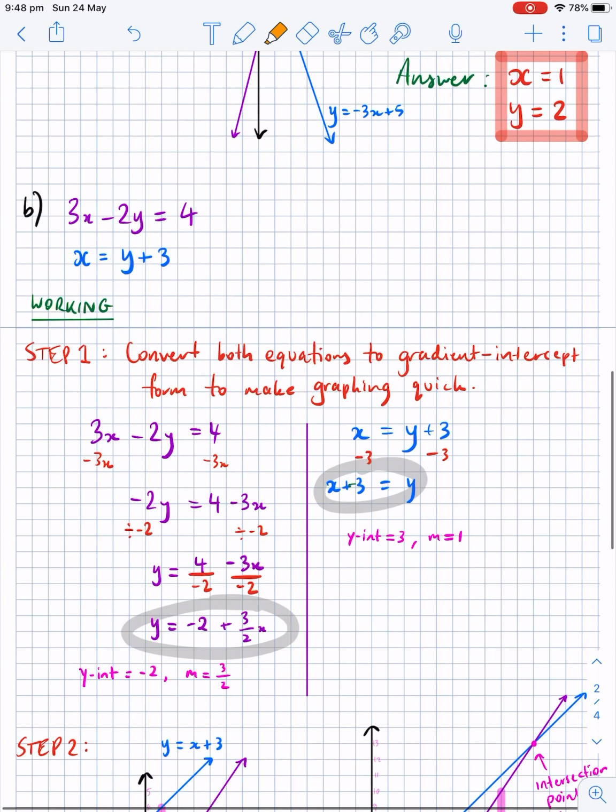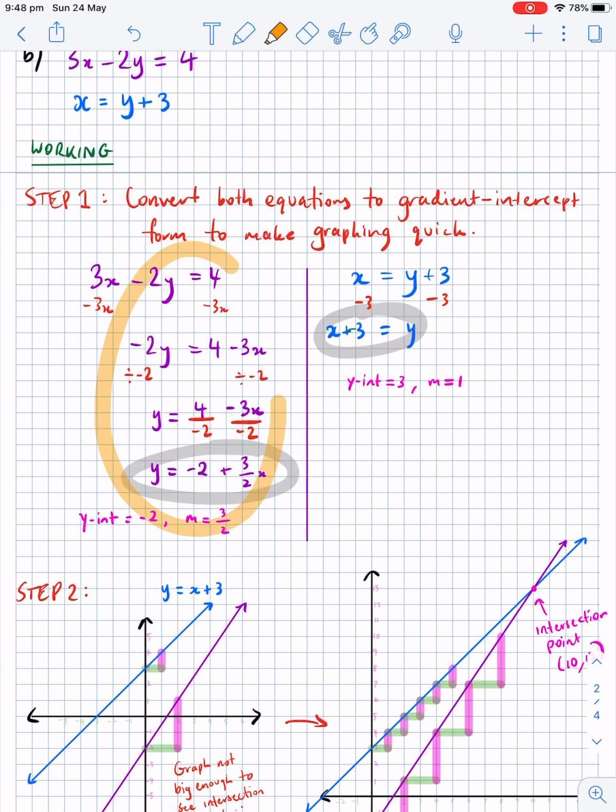Let's try a bit of a trickier one. I give you two equations here, but notice that they're not in gradient intercept form. So the easiest way to graph these lines is to change them so they are in gradient intercept form and then graph them.